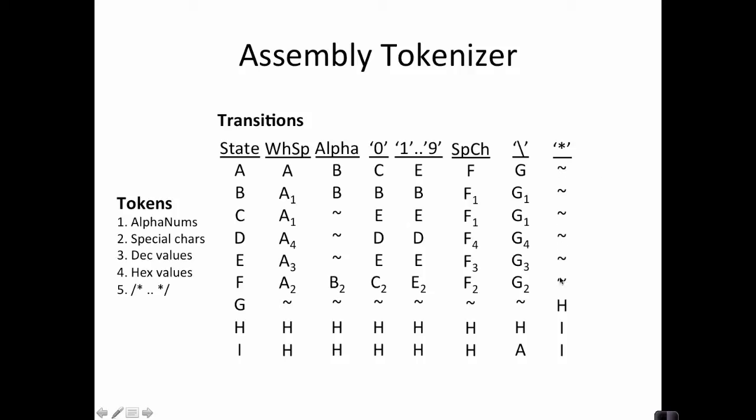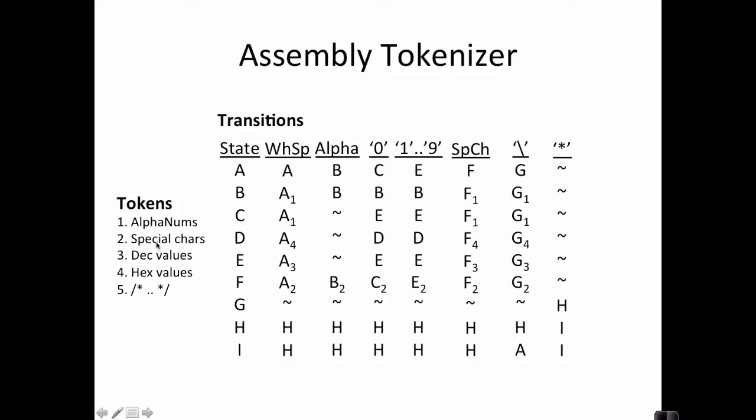These tildes over here mean if I'm in state A, for example, and I get an asterisk, then I reject the input. So anywhere I've got a tilde, I reject the input. These subscripts here, for example, if I'm in state B and I get a white space, then what I want to do is emit a number 1 token, an alphanumeric token, and then move to state A. So these subscripts represent what I'm trying to emit into my token stream here, and you can see them throughout.